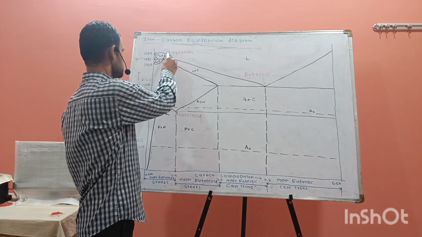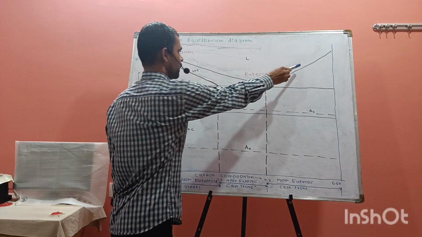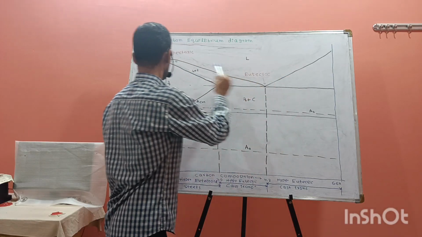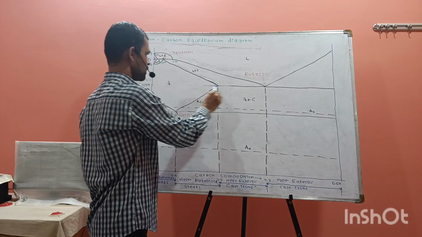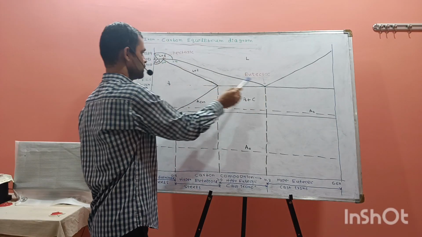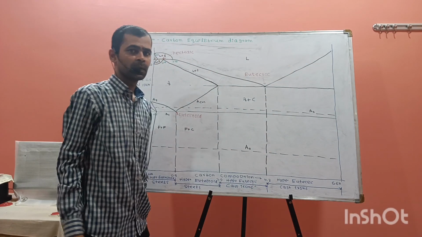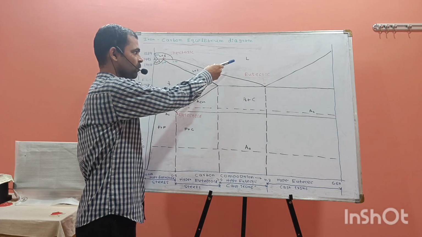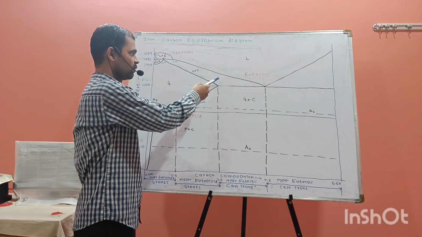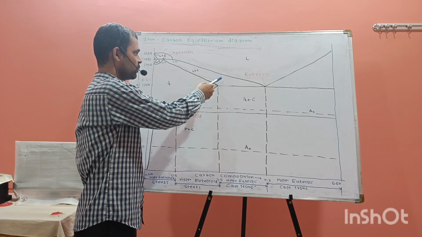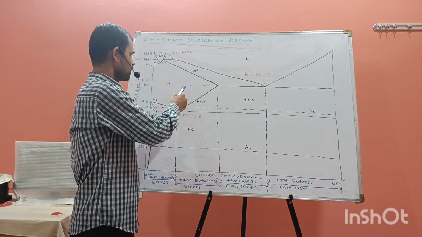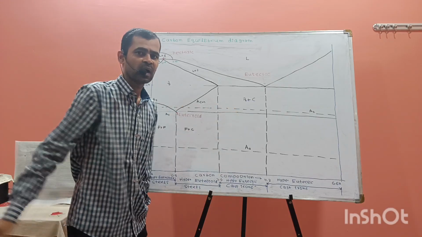So this is the liquid line, this is the solvus line and this is the solid line. A, B, C, D is the liquid line. Above this line the iron will be in liquid form, between the lines it is solid plus liquid, and below this line iron will be entirely solid.